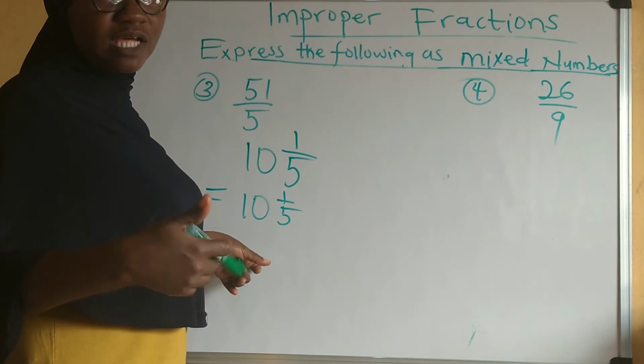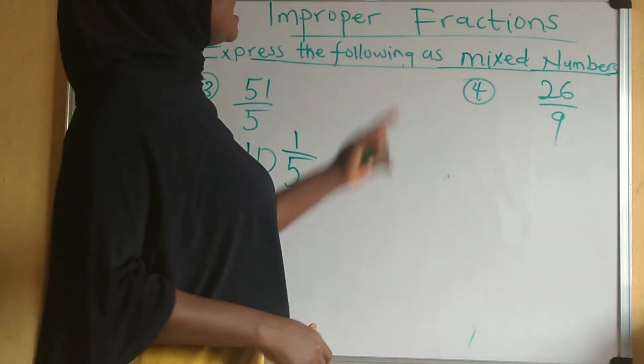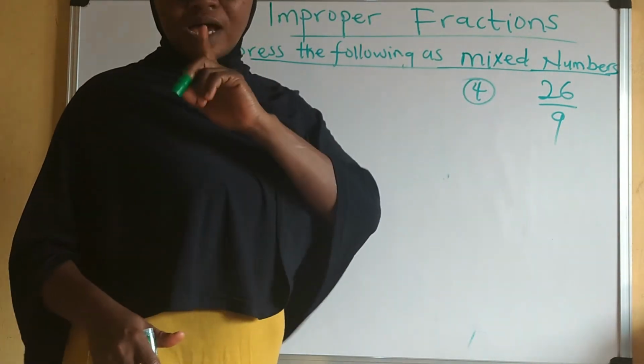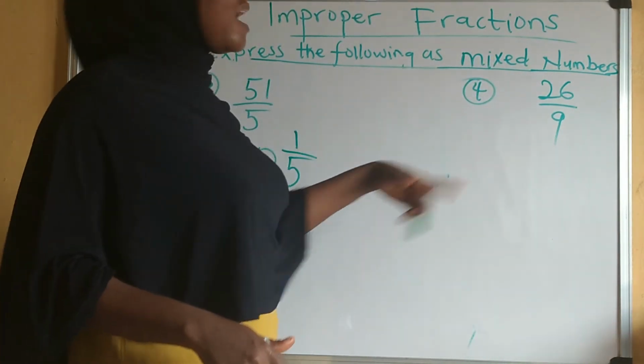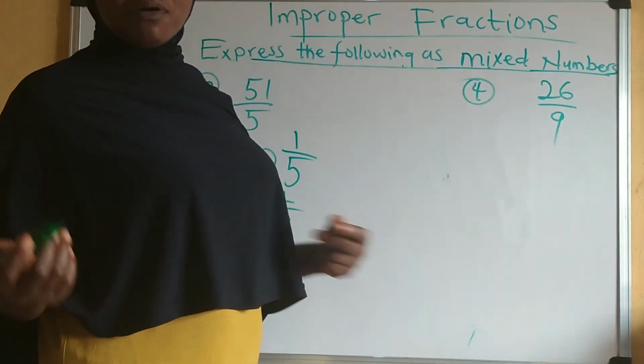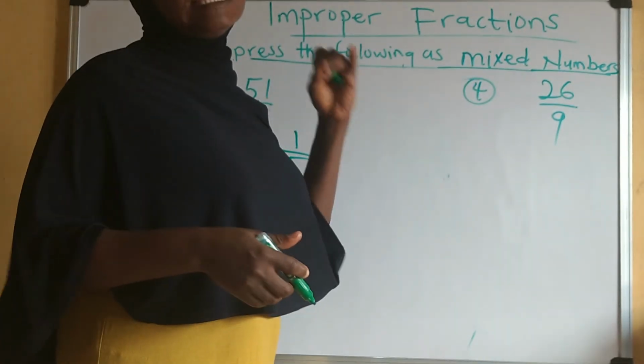Alright, now let's go to the last example. The last example is 26/9. So I'll do the same thing. I'll ask myself, how many 9 can I get in 26? So you might want to use your multiplication table 9 to know that. 9 times 1, 9. 9 times 2, 18. 9 times 3, 27. So you can see that 27 has exceeded this 26.